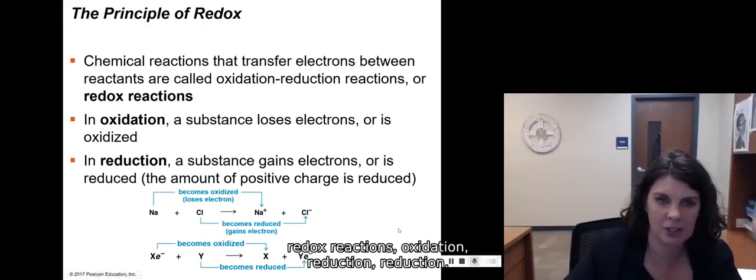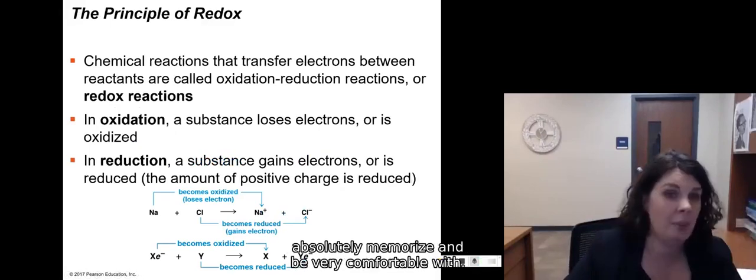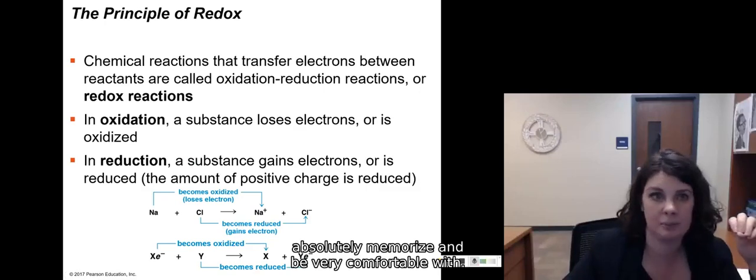Okay, so this is what we just talked about, redox reactions, oxidation, reduction. These are terms that you need to just absolutely memorize and be very comfortable with.